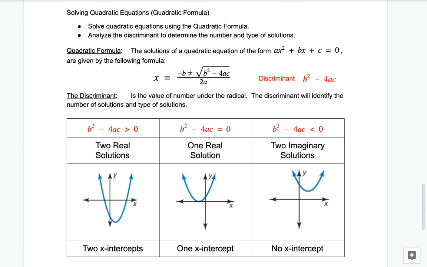If that part under the radical, b squared minus 4ac, is equal to 0, that means it's just going to touch the x-axis and we'll have 1 real solution.